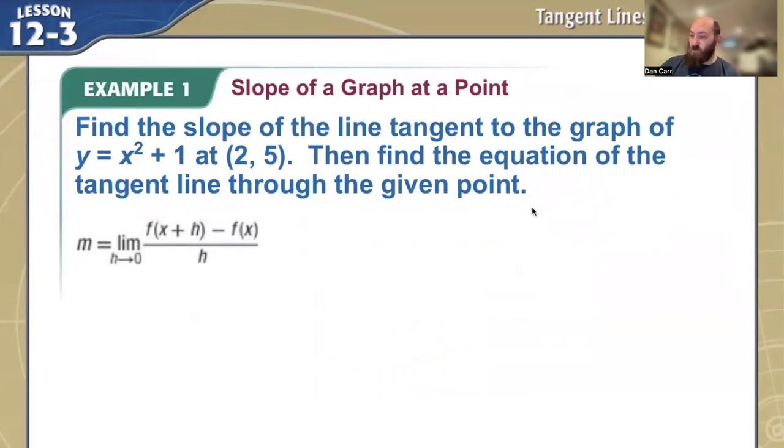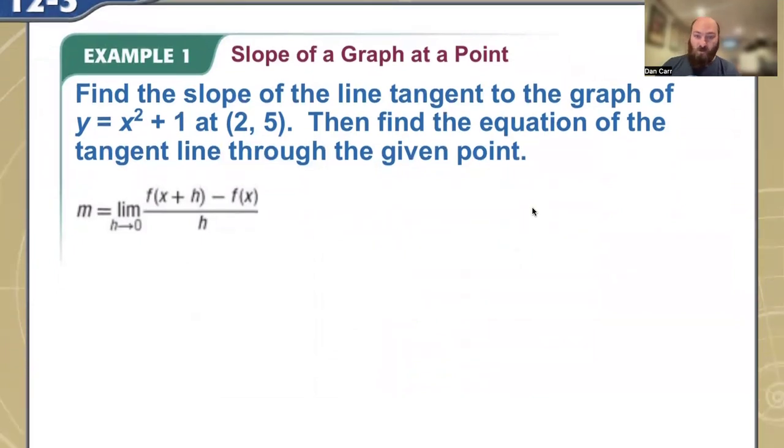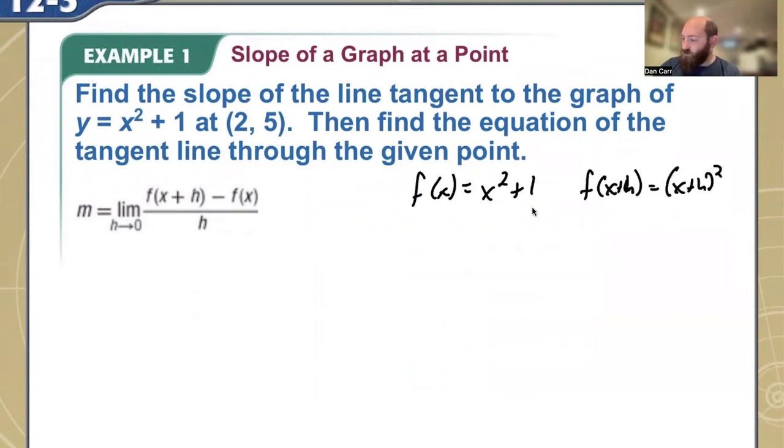So, slope of a graph at a point: find the slope of the line tangent to the graph of y equals x squared plus 1 at the point (2, 5). Again, we need to use this definition. I like to keep it organized, where f of x is x squared plus 1, but then also write out f of x plus h. That is (x plus h) squared plus 1. If I distribute x plus h times x plus h, that is x squared plus 2xh plus h squared, and then still plus 1.